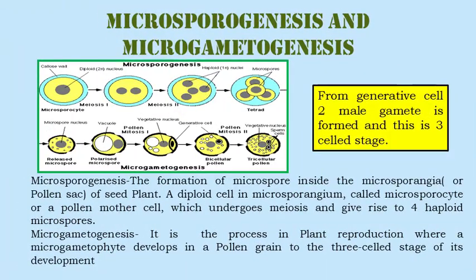Now the macrosporogenesis and macrogametogenesis. What is macrosporogenesis? It is the formation of macrospore inside the macrosporangia of seed plants. A diploid cell in macrosporangium called macrosporocyte or a pollen mother cell undergoes meiosis and gives rise to 4 haploid macrospores. Okay. Here you just see the diagrams above, that is macrosporogenesis.